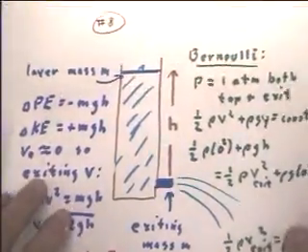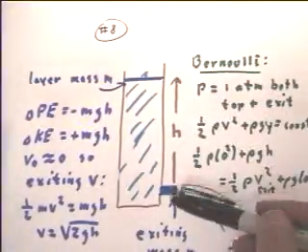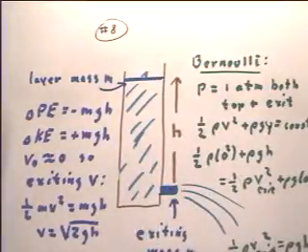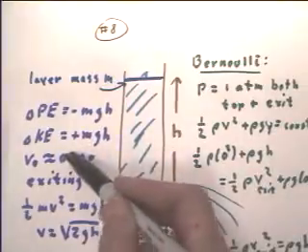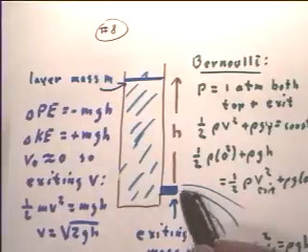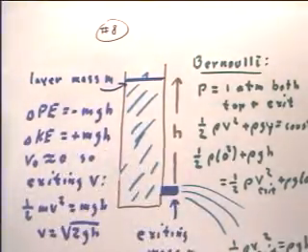In problem 8, we return to the situation of problem 2 where we have a layer of mass m and an instant later an exiting mass m down here. We're asked to use energy considerations, which is what we do over here, and then Bernoulli's equation to determine what the velocity of the exiting water is. Now, of course, in the problem you're given numbers, but here we're going to do everything with symbols.